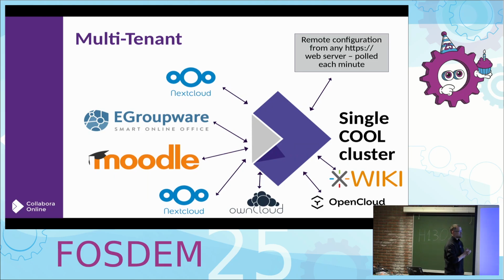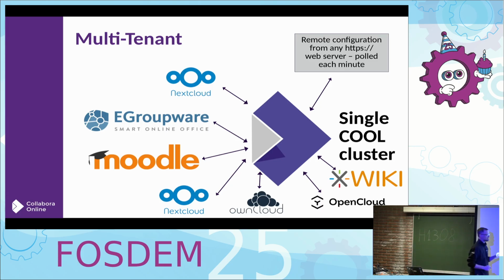Well, that does mean that it's incredibly multi-tenant, right? So with a single cool cluster, you can run, here is a small selection of some of our open source partners, some of them at the conference here. I have 2 Nextclouds primarily because you can have multiple systems, even of the same type, talking to the same cluster. So you can get all sorts of economies of scale and wonder there, which is really nice.